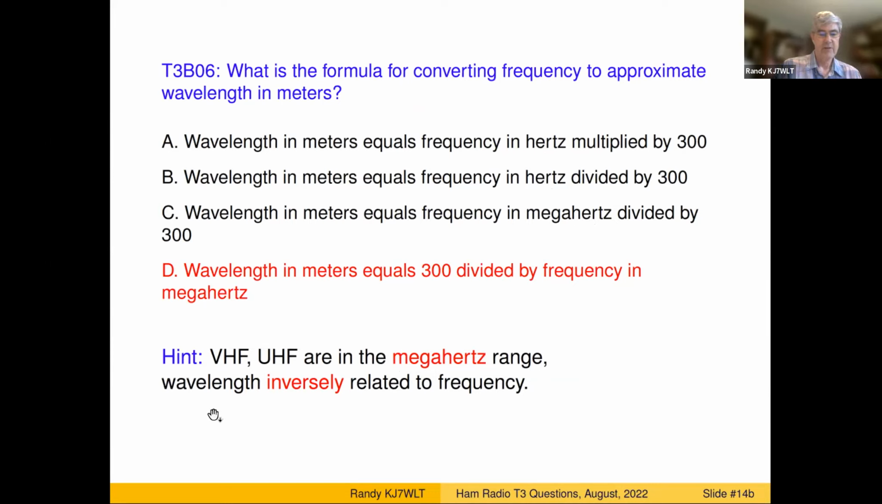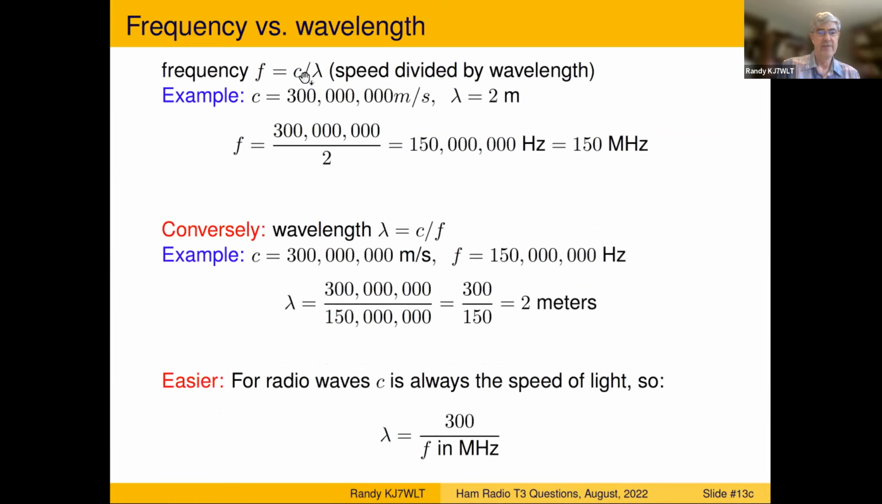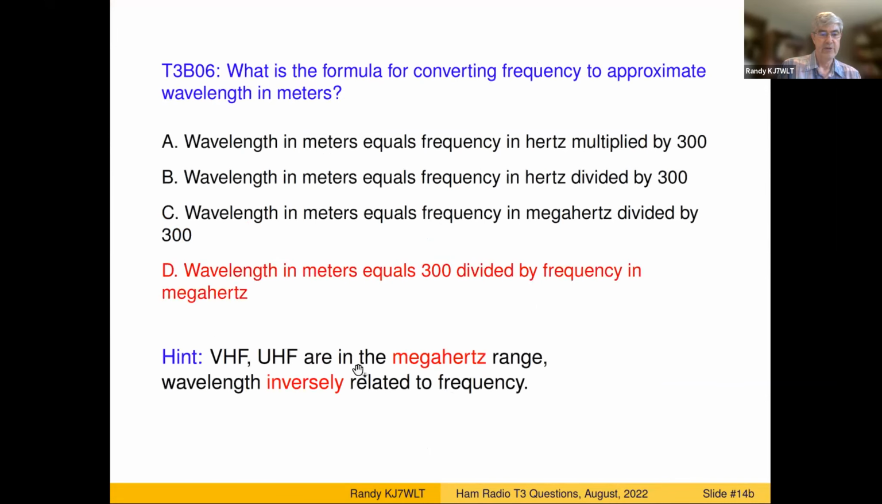And also we know that wavelength is inversely related to frequency. The longer the wavelength, the smaller the frequency, since fewer waves per second can go by. Going back to our formulas on the previous page, f is c divided by lambda, or lambda is c divided by f. So you're always dividing by the wavelength to get the frequency, or dividing by the frequency to get the wavelength. And since they're inversely related, the wavelength is 300 divided by the frequency in megahertz rather than the other way around.